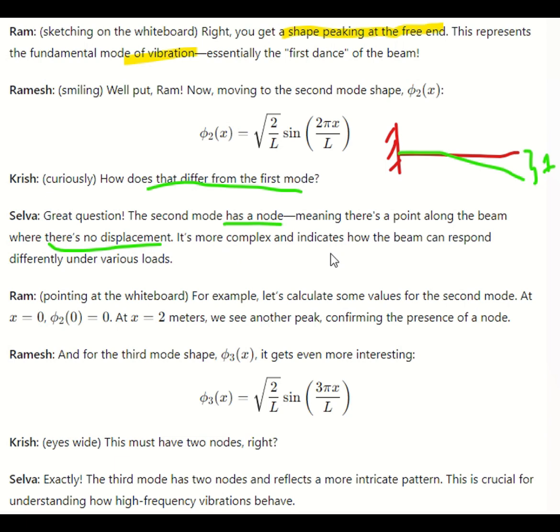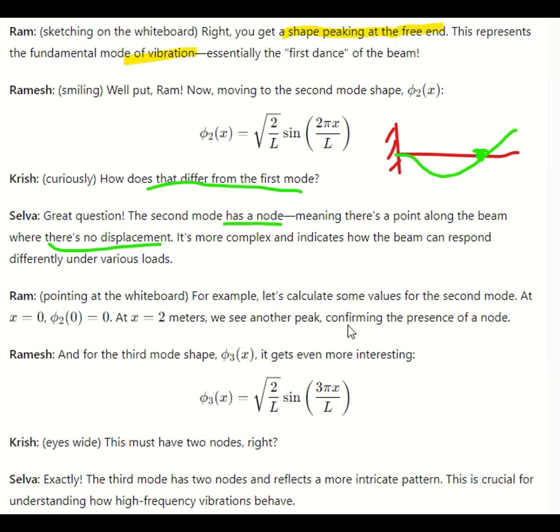It's more complex and indicates how the beam can respond differently under various loads. If you see this second mode, there is one point where it becomes zero displacement. The second mode shape will look like this. This is the fixed portion, and this is the point called a node, where there's no displacement. This is the second mode of vibration.